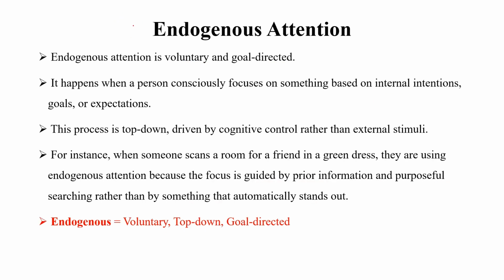Then we have something called endogenous attention, which is voluntary and goal directed. Which means the person knows that he is providing the attention in search of something. So here it happens when a person consciously focuses on something based on internal intentions, goals, or expectation. So this becomes a top down process because he has certain expectations and he is trying to see what it is, and it is driven by cognitive control rather than external stimuli.